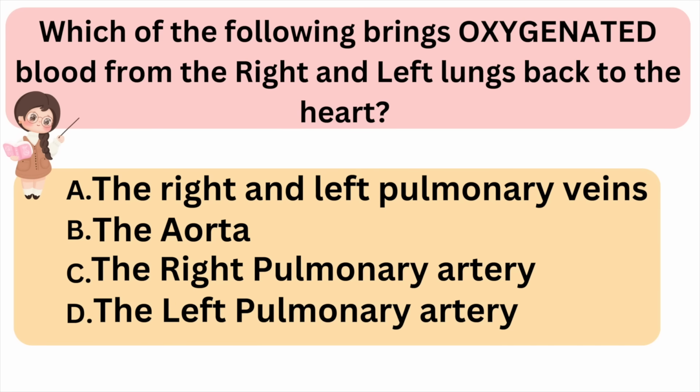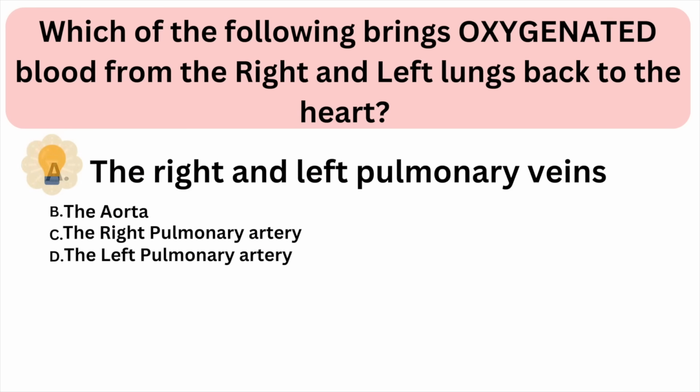Alrighty, question number 7. Which of the following brings oxygenated blood from the right and left lungs back to the heart? A, the right and left pulmonary veins, B, the aorta, C, the right pulmonary artery, or D, the left pulmonary artery. Our answer here is the right and left pulmonary veins.